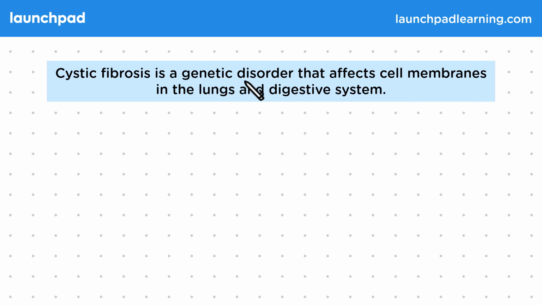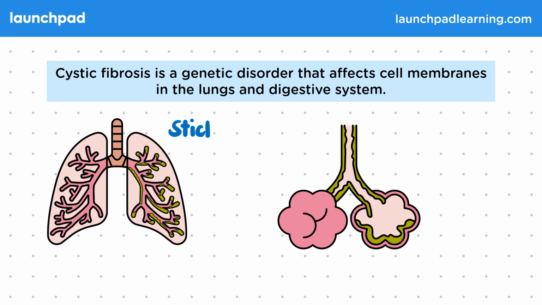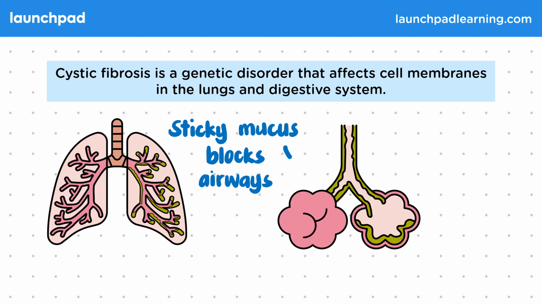Cystic fibrosis is a genetic disorder that affects cell membranes in the lungs and digestive system. People affected by this disorder have sticky mucus that blocks their airways.